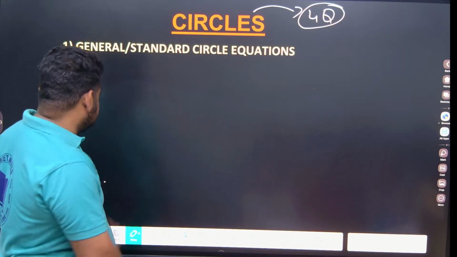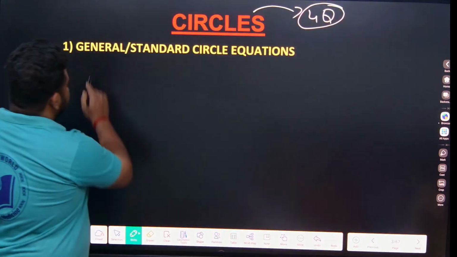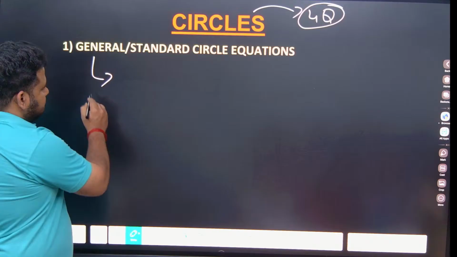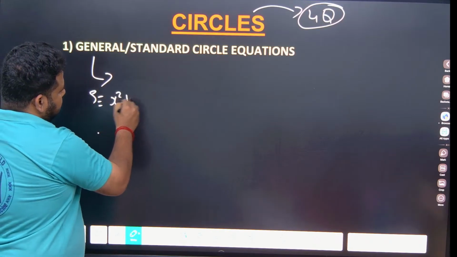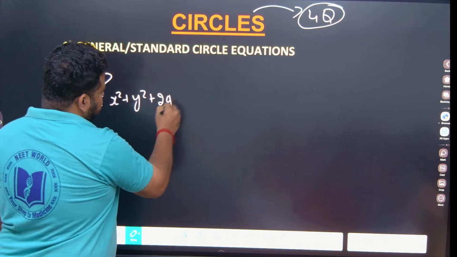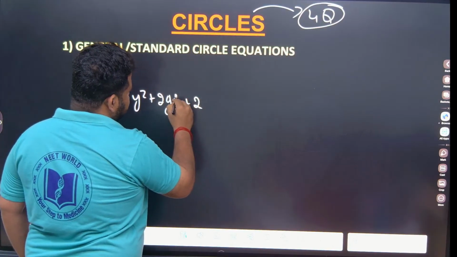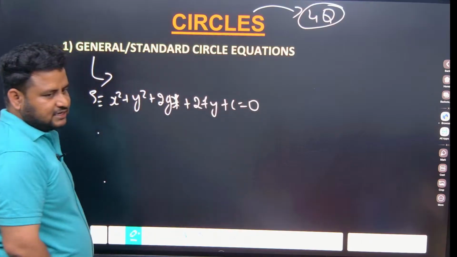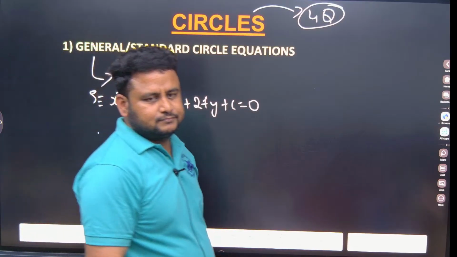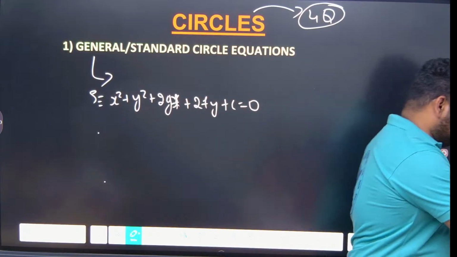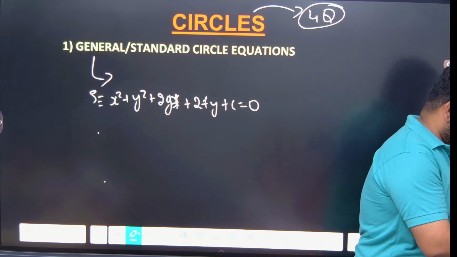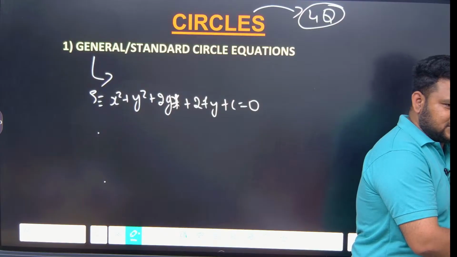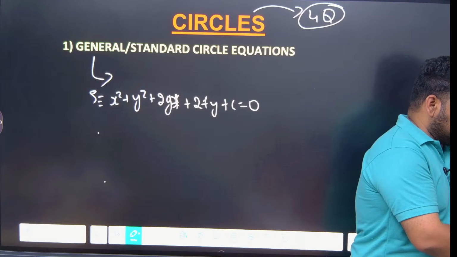Clear? So when it comes to circles, first we have the general equation of the circle. What does the general equation of the circle say? x square plus y square plus 2gx plus 2fy plus c equals 0. Okay, this is the general equation of the circle. What about the standard equation? x square plus y square is equal to r square, that is when it is at origin.